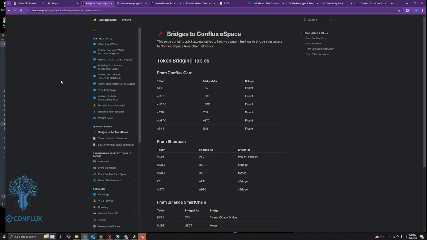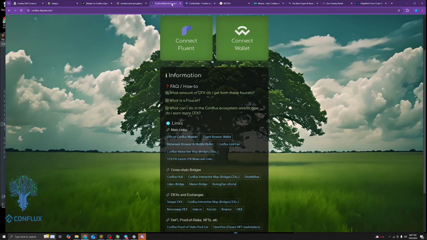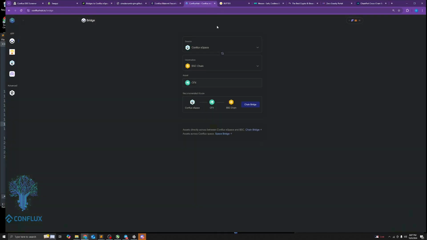So, moving on, I'm going to show you how I bridge. There are a couple of resources already, and it's been covered, but I'm going to show you how I bridge, and stop me if you have any questions. Sorry, this is the Conflux Hub bridging hub. What this does is give you a kind of bridge picker.